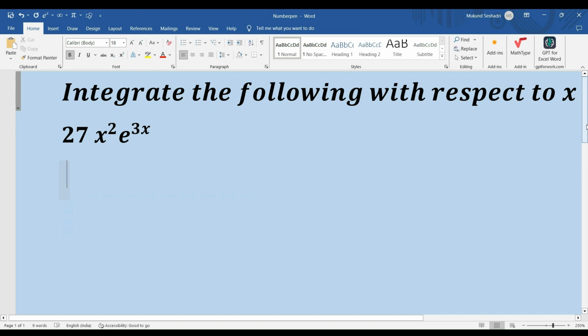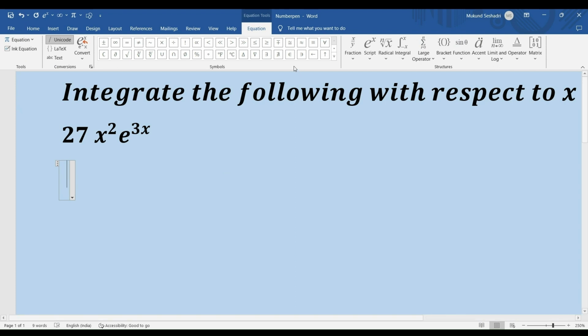So there we have the problem on the screen. Integrate the following with respect to x: 27x square into e to the power 3x, right? So what we've been given is dy by dx and we've been asked to find y. So my y is nothing but integral of the given expression. So let's write down what is our y. My y is integral of 27x square into e to the power 3x dx.